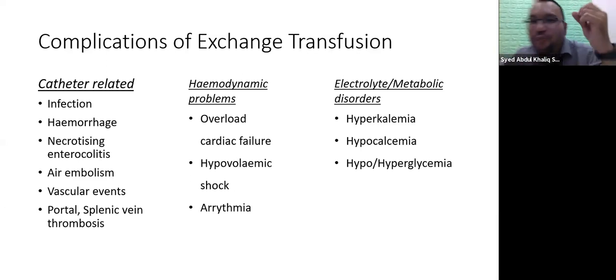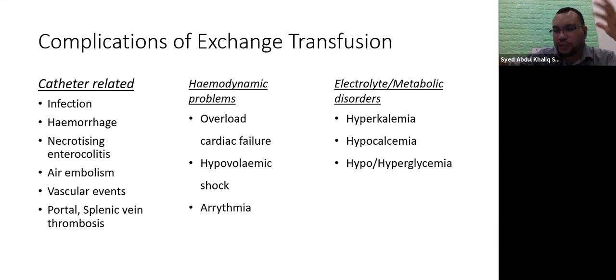So double volume exchange transfusion, basically you replace with blood. You replace with fresh whole blood, not packed red cell. Fresh whole blood means the blood must be donated within 5 days before it's being used, because the older blood has a lot of WBC. So the risk of post-transfusion reaction is so high. So the idea is to use fresh whole blood for double volume exchange transfusion.